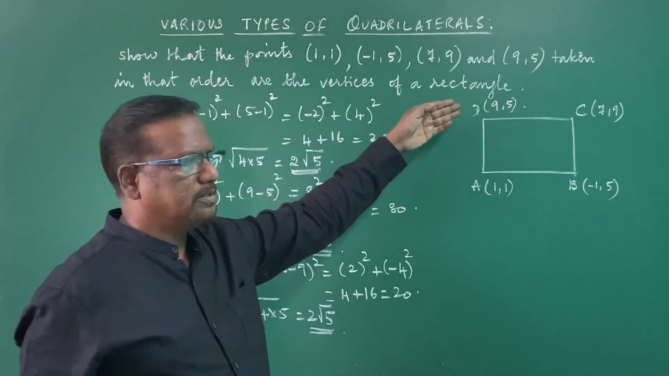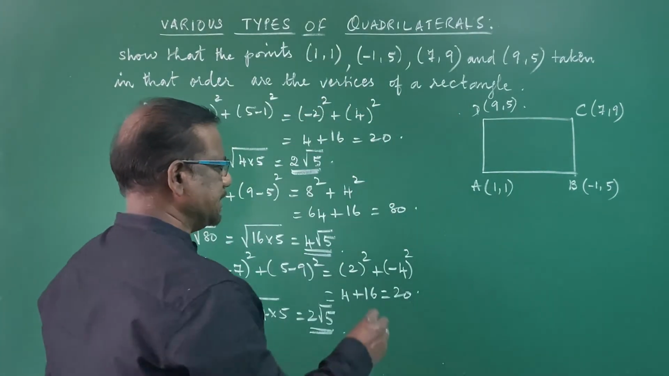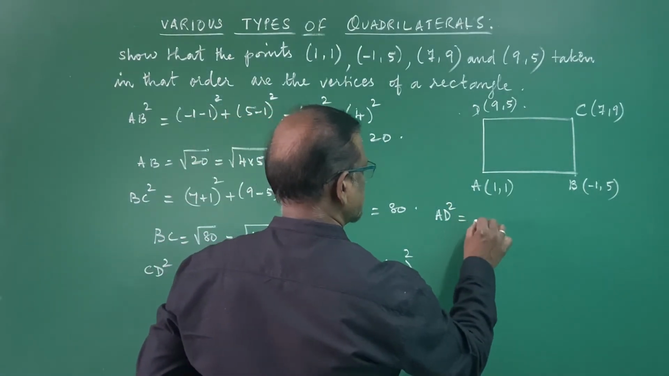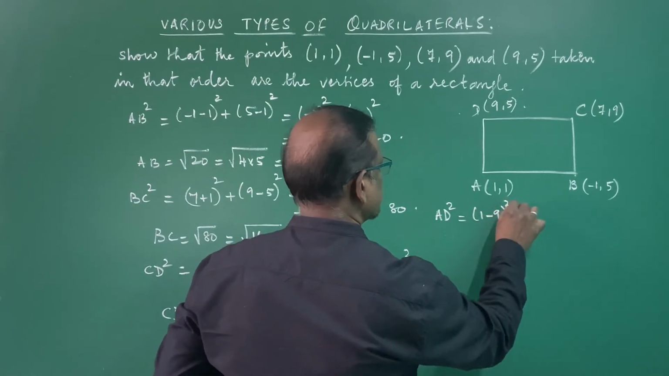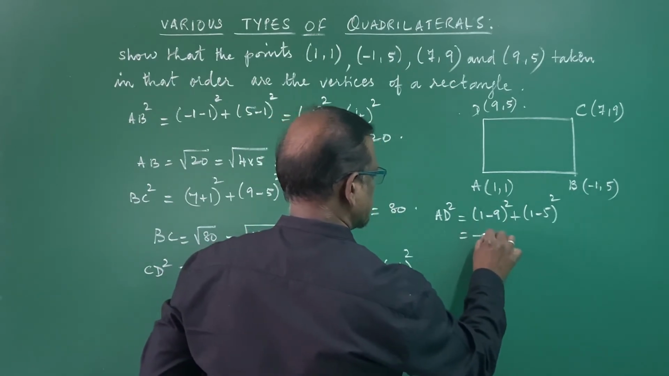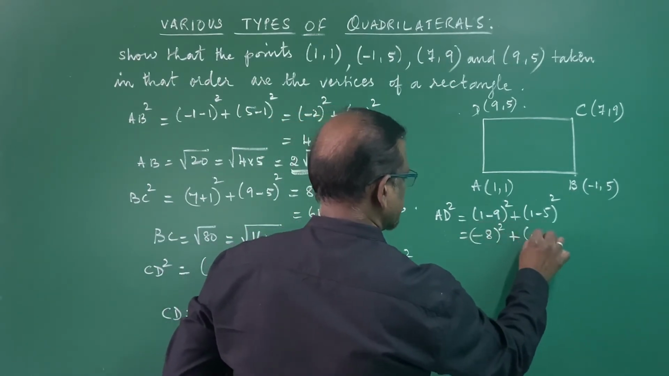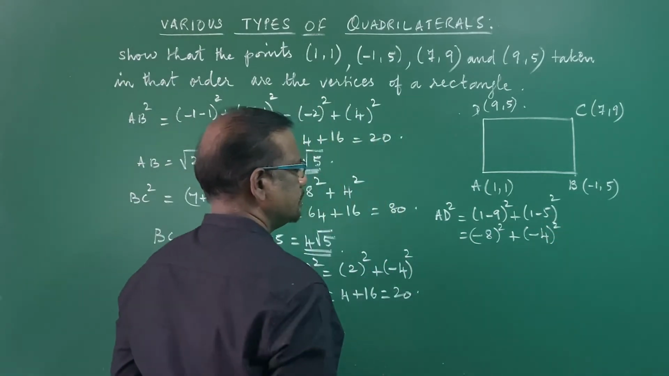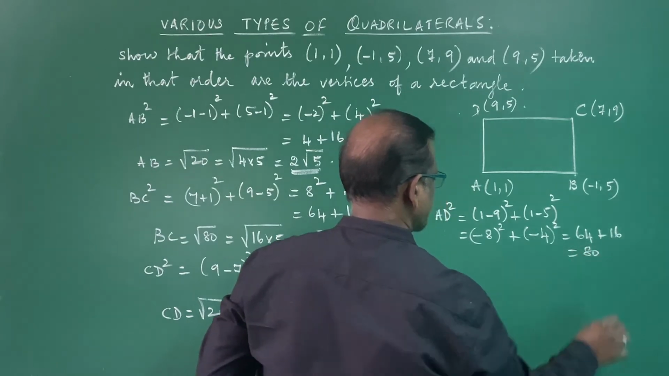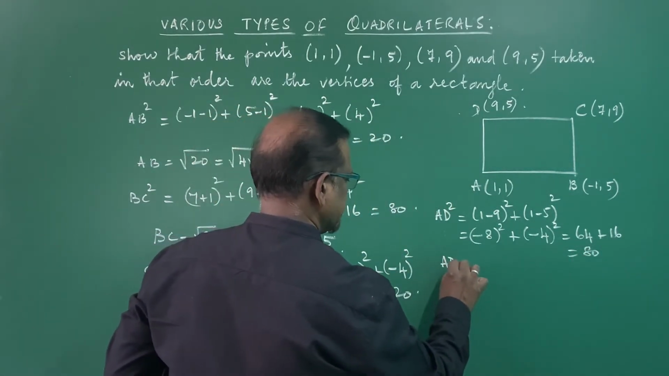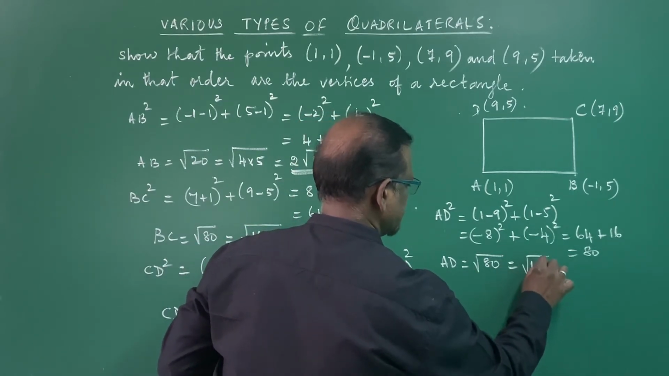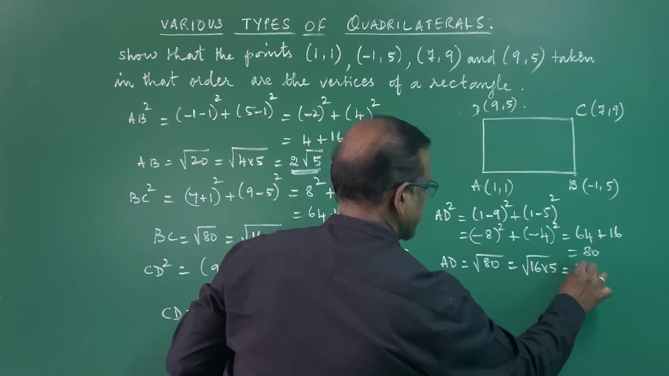Now let us find the distance between A and D. So we write AD square is equal to 1 minus 9 whole square plus 1 minus 5 whole square, that is equal to minus 8 whole square plus minus 4 whole square, that is equal to 64 plus 16, that is equal to 80. Now AD is equal to square root of 80, that is equal to square root of 16 into 5. We write 4 root 5.